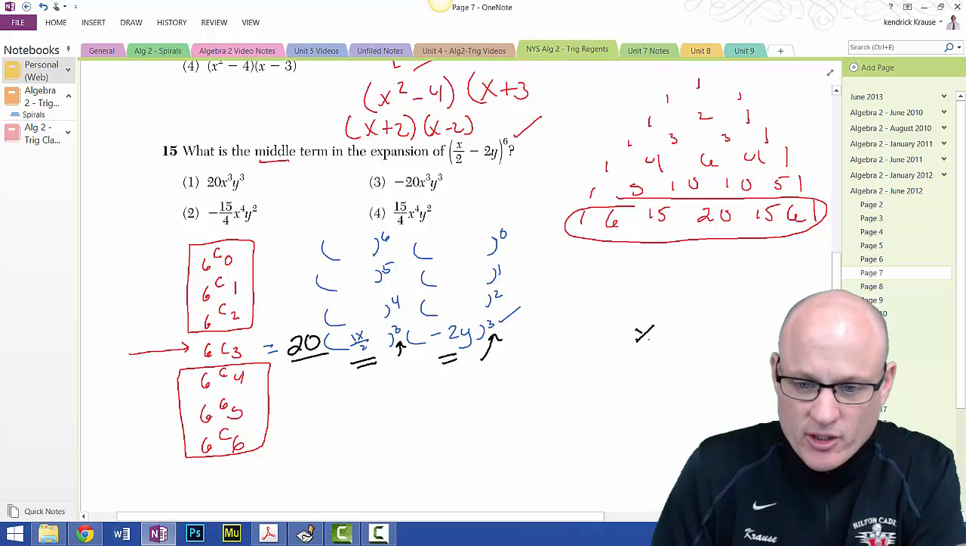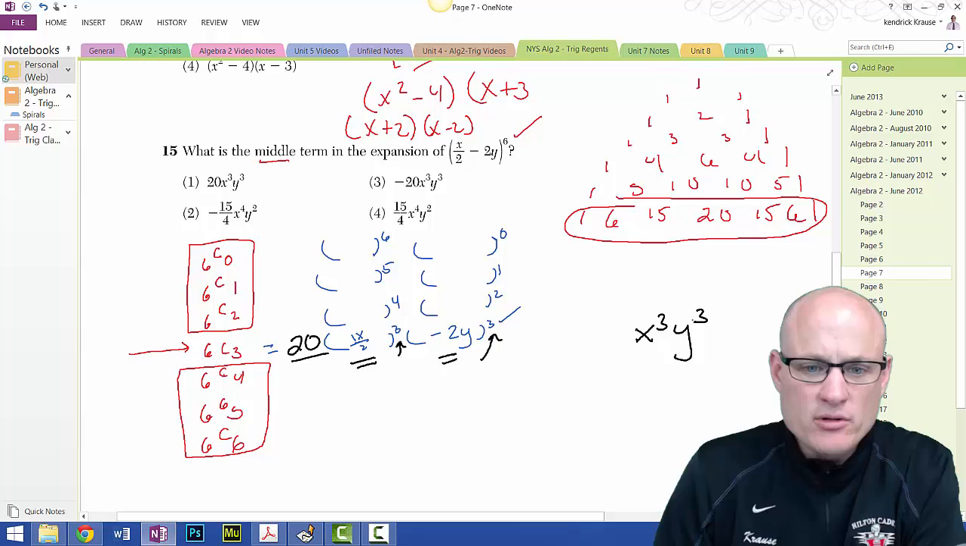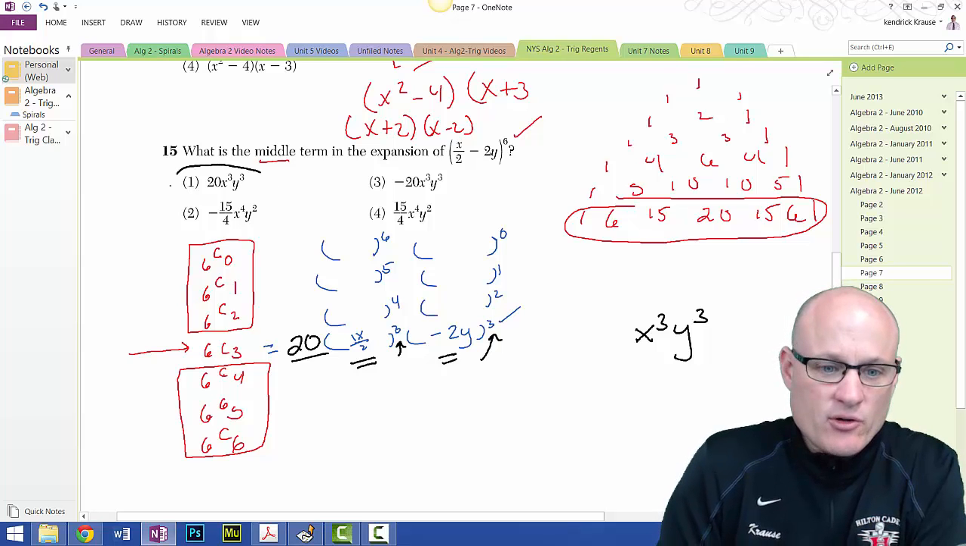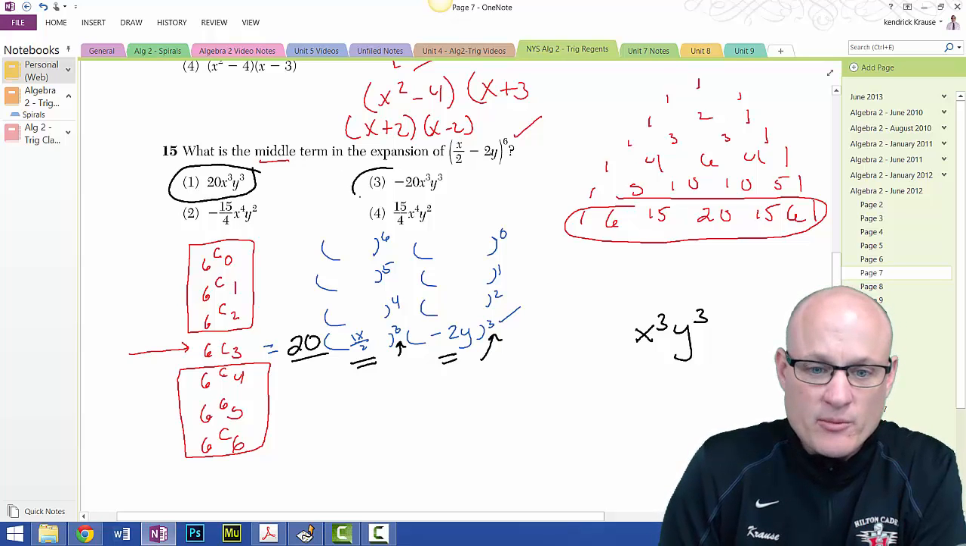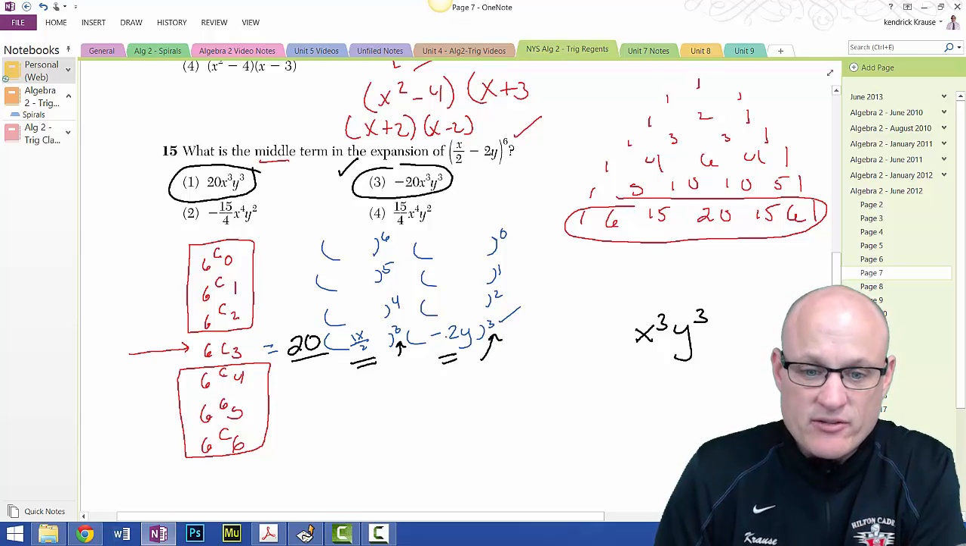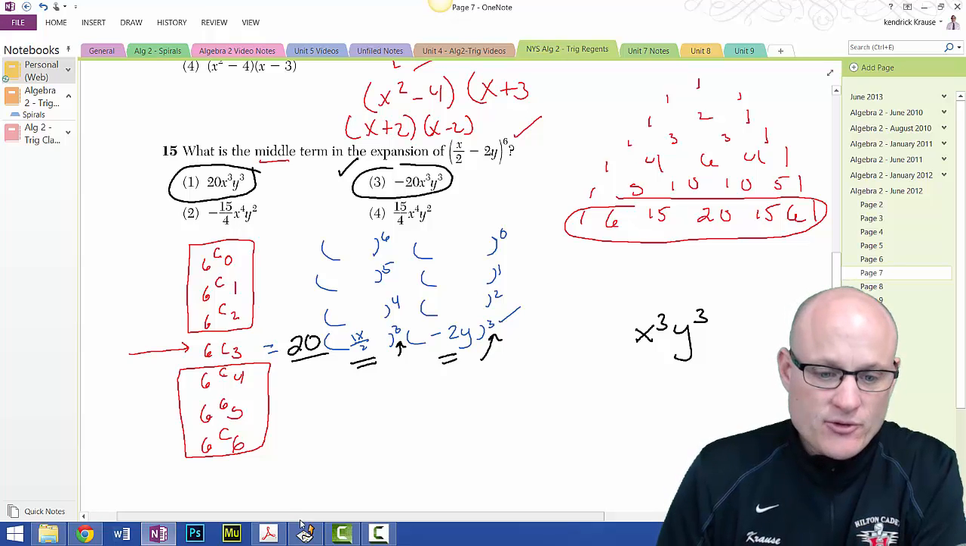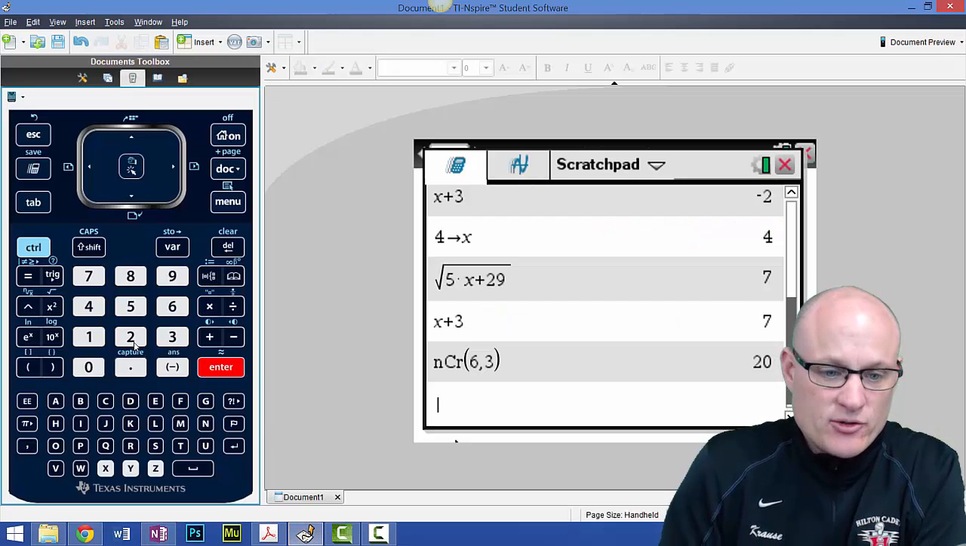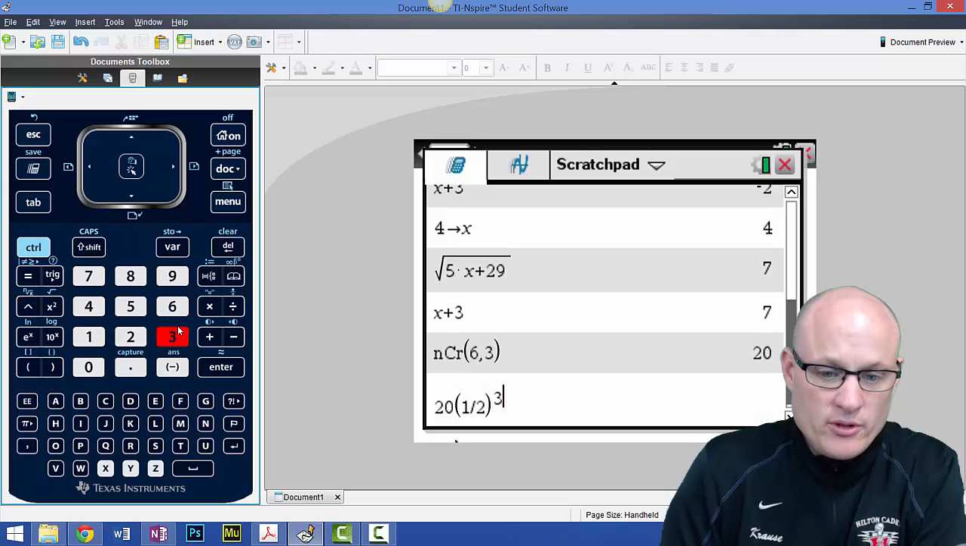Because I know my answer is going to be x cubed, y cubed. Any of these x cubed, y cubed? We got 2. All right, so I know it's either going to be this one or this one. And in fact, I know it's going to be this one because I have a negative 2 cubed. But just for fun, let me type it in. 20, parenthesis, 1 divided by 2, parenthesis, cubed. And then parenthesis, negative 2, parenthesis, cubed.